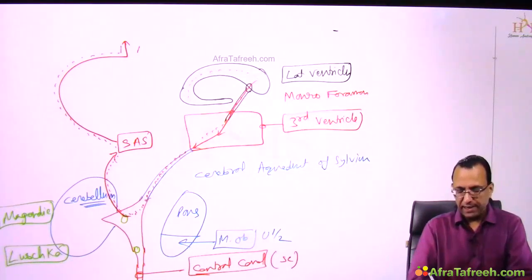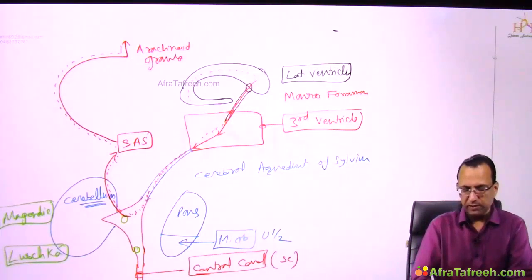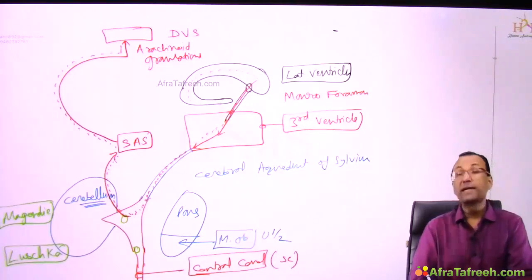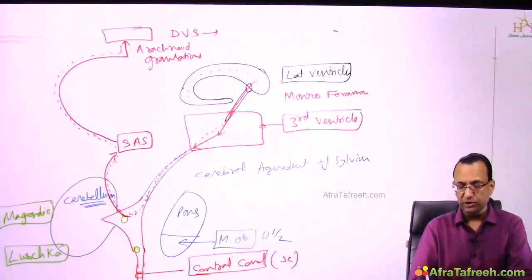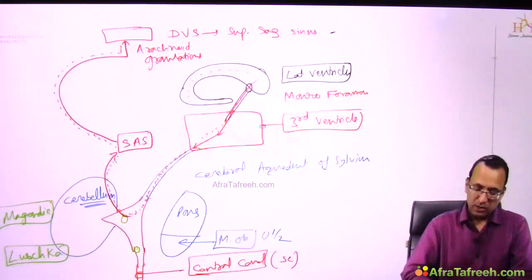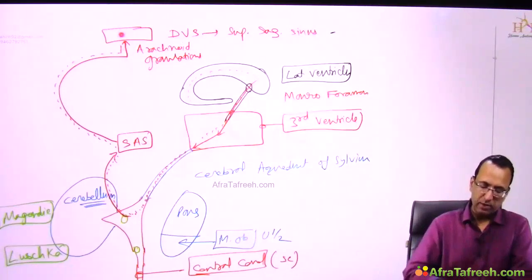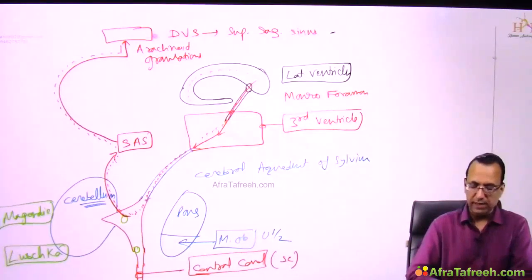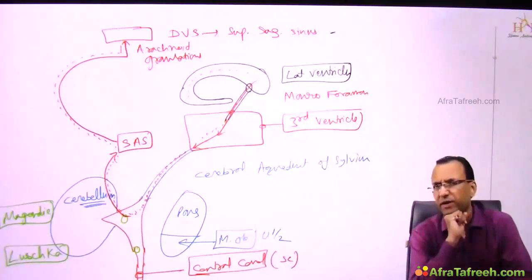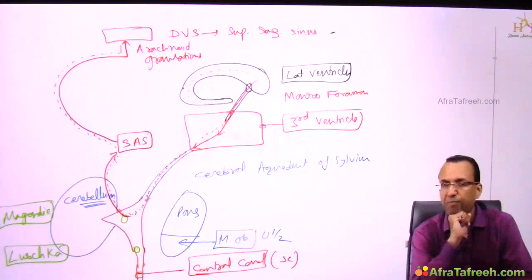In the subarachnoid space it will continue, and then it will be absorbed by the arachnoid granulations. As it is absorbed by the arachnoid granulations, where is it going? From there it is going to enter what is called a dural venous sinus. What is that name here? It is the superior sagittal sinus. So ultimately the CSF will be absorbed by arachnoid granulation into the dural venous sinus, which is the superior sagittal sinus. It is an ultrafiltrate of blood. It will go back into the blood, the venous blood.